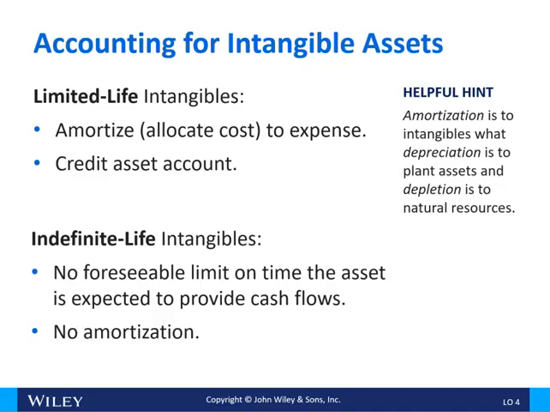And then the helpful hint over here: amortization is to intangibles what depreciation is to plant assets, and depletion is to natural resources. So again, same type of concept. We're allocating the cost over a useful life, over a time period. We call it different things: amortization for intangibles, depreciation for plant assets, depletion for natural resources.